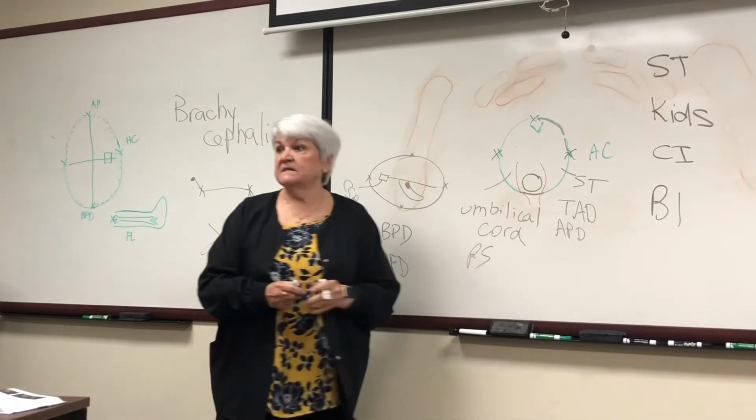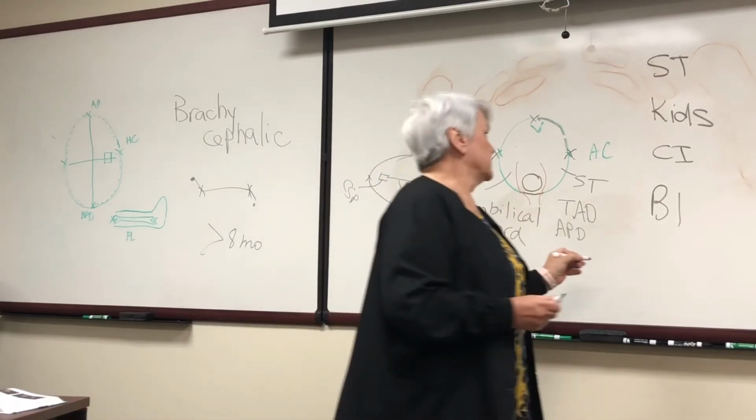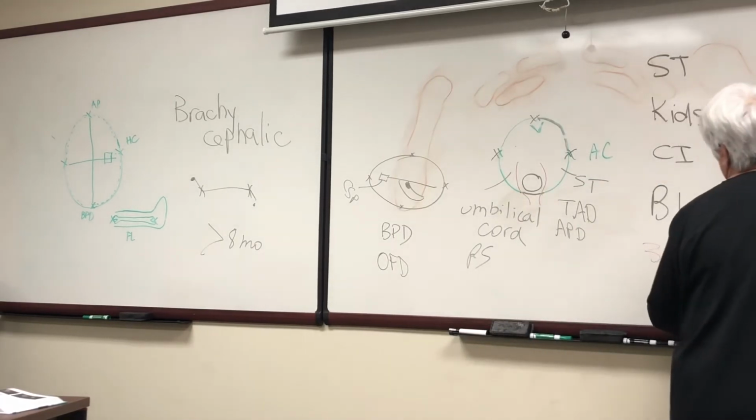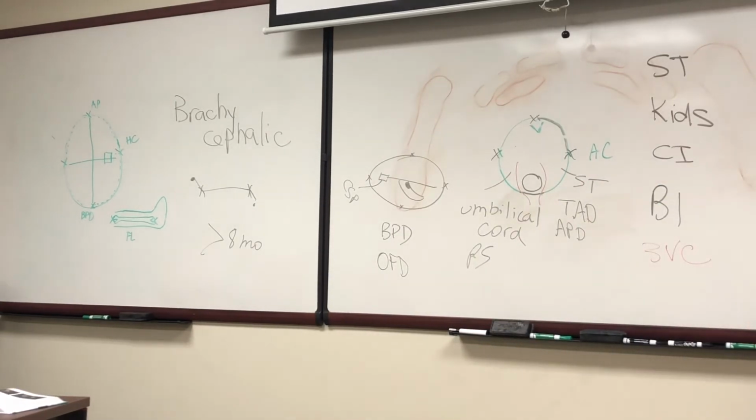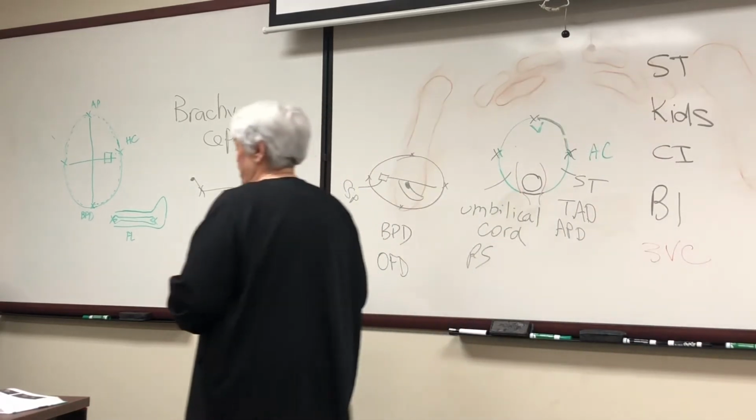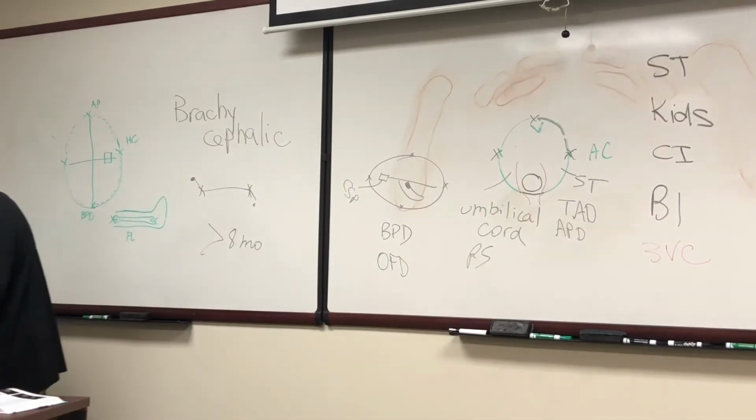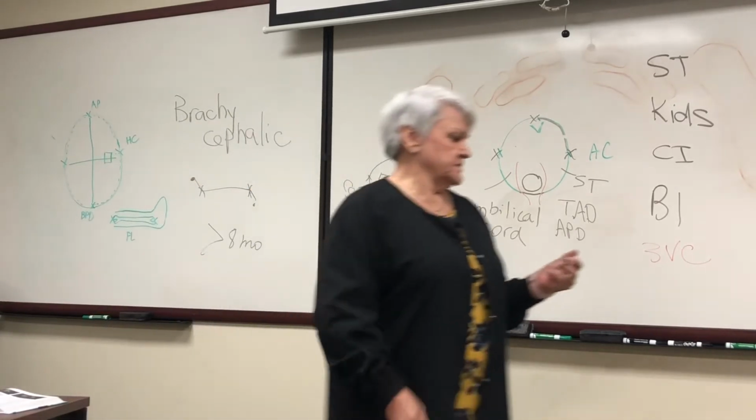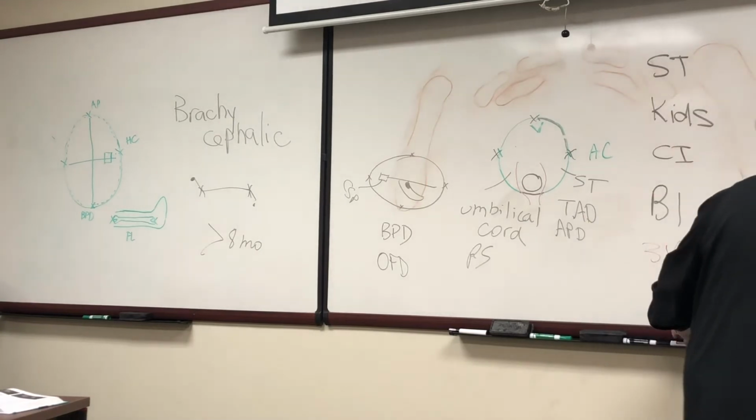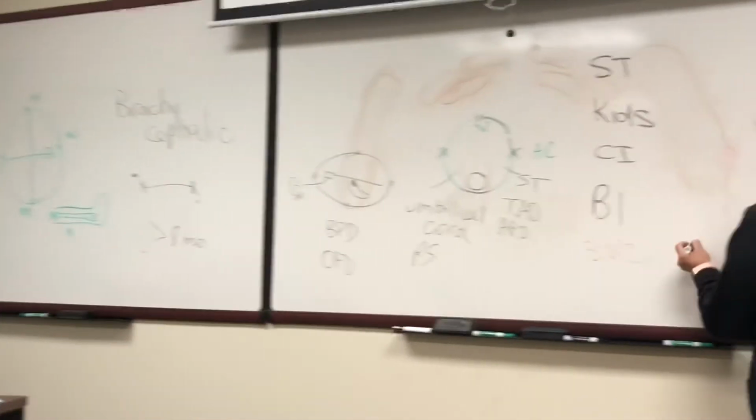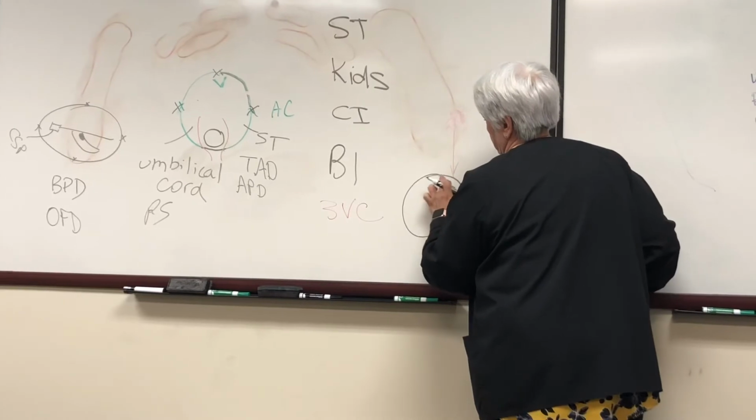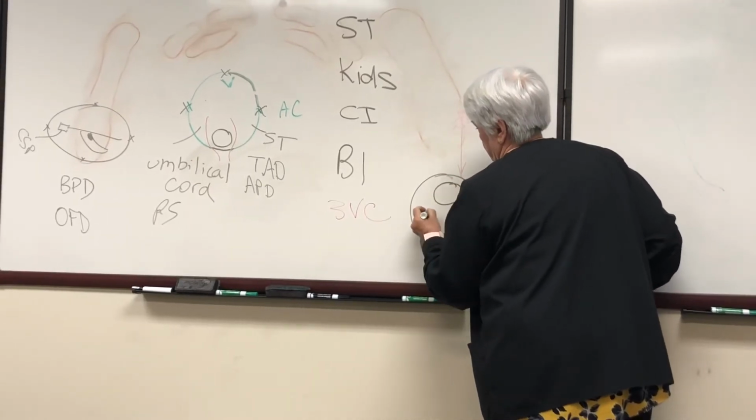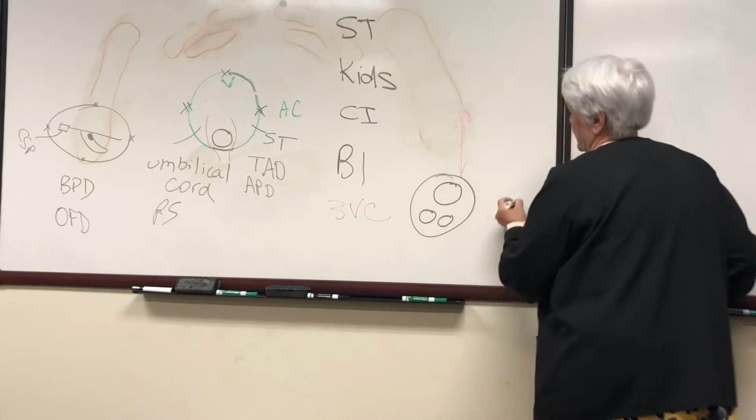And if you see that, we can call that a 3-vessel cord. A 3-vessel cord. That's for very, very young babies. Because as the umbilical cord is forming, an umbilical cord in transverse looks like this. Or you can do it like this.